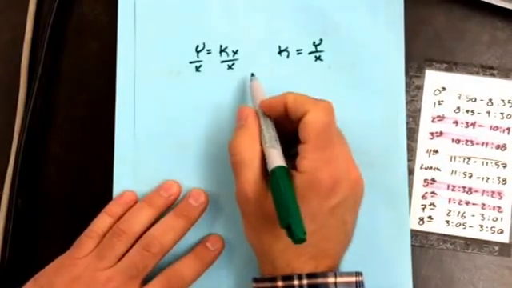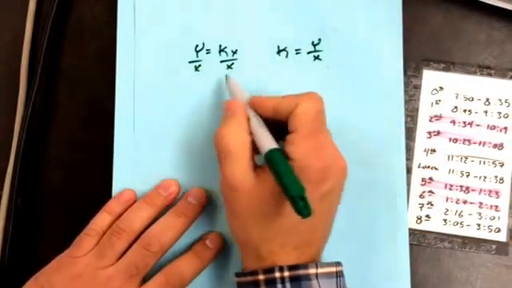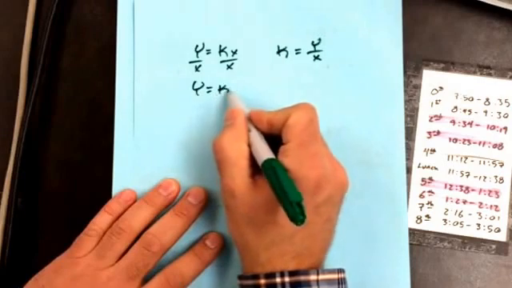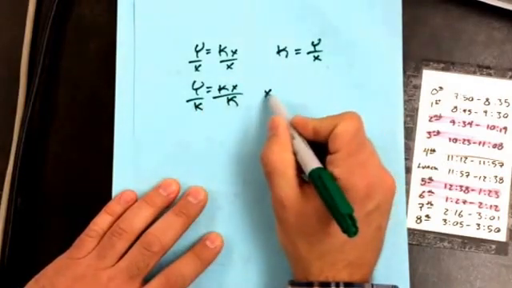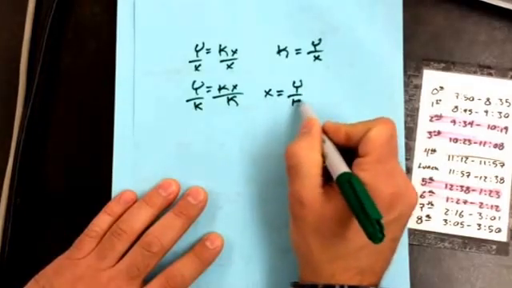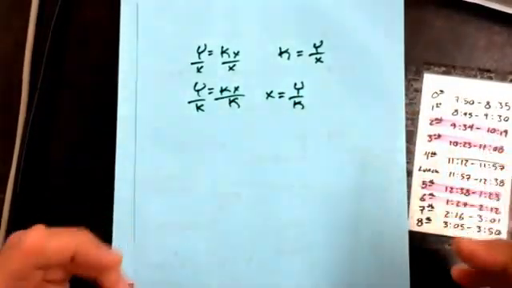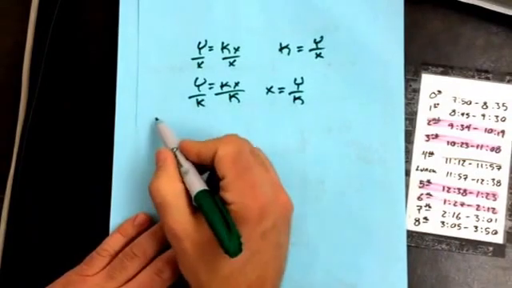There's one more way that you could write this. You could also divide by k. So y equals k times x, divided by k, means x equals y over k. These are all different ways to write direct variation.